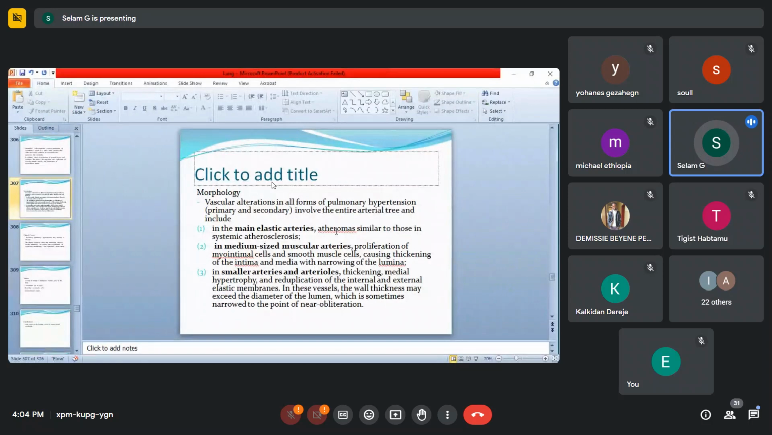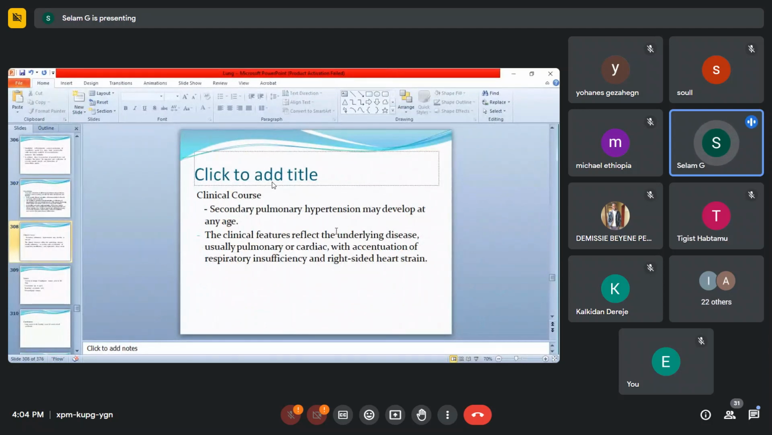In the smaller arteries and arterioles, you see thickening, medial hypertrophy, and reduplication of the internal and external elastic membranes. In these vessels, the wall thickness may exceed the diameter of the lumen, which is sometimes narrowed to the point of near obliteration.